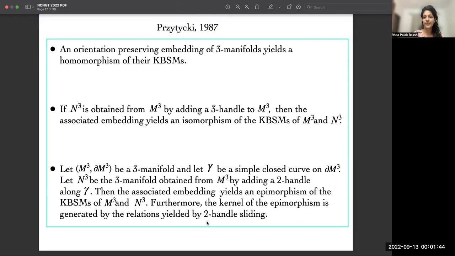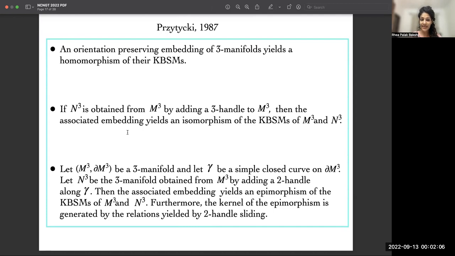So here are some properties of the KBSM which are pertinent for our talk. These are due to Józef Przytycki from 1987. The first one says that an orientation-preserving embedding of three-manifolds yields a homomorphism of their KBSMs. The second one says that if you have one manifold which is obtained from the other by adding a three-handle to it, then the associated embedding yields an isomorphism of the KBSMs.